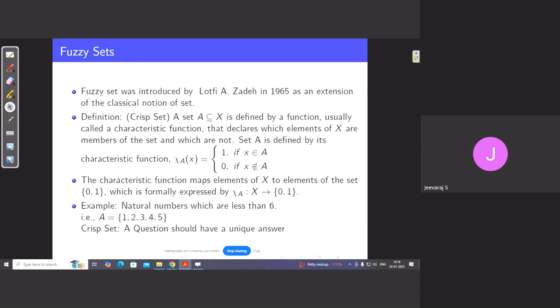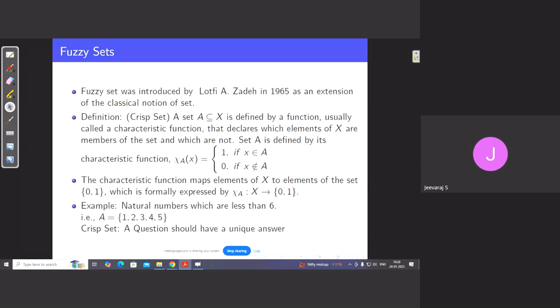So how can we define a set? A set is nothing but a collection of well-defined objects, right? So what is more important here? The term well-defined. What is the meaning of well-defined in the definition of a crisp set? The definition of a set should not be person dependent. That is the meaning of well-defined.